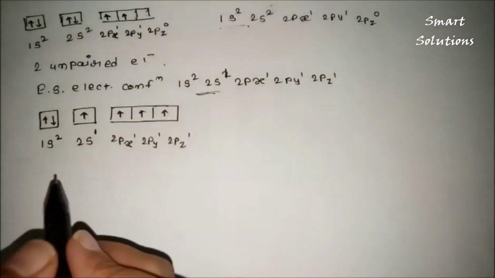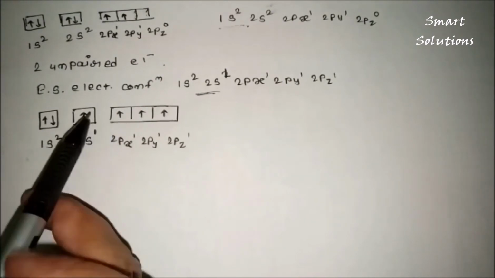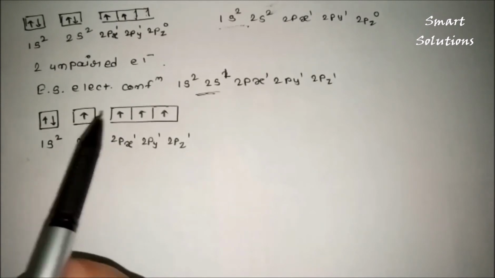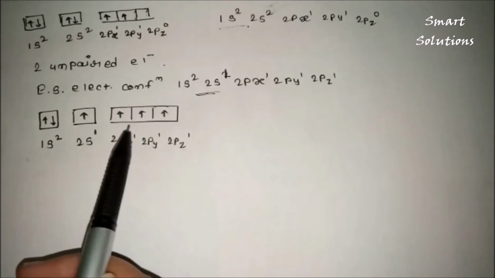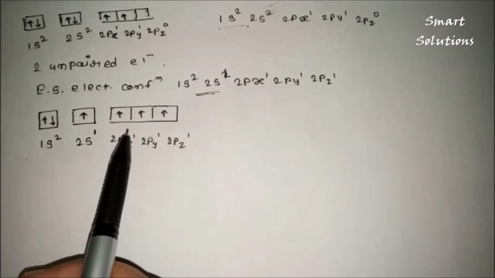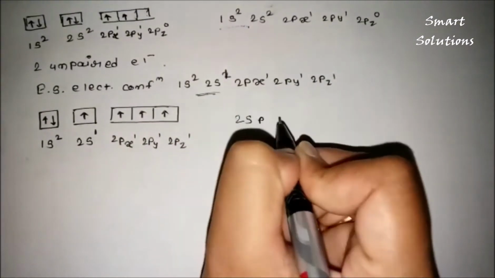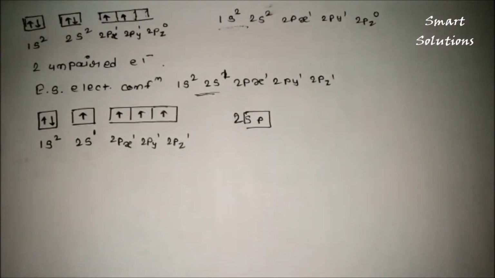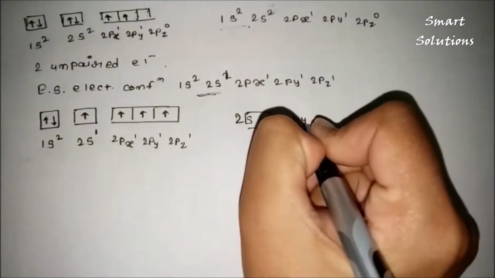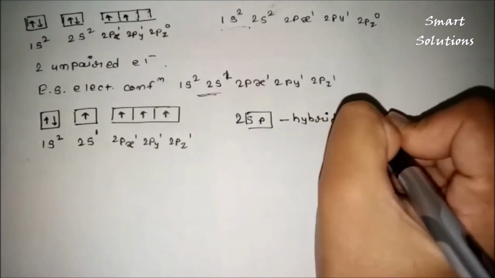Now you can see in the excited state of the carbon atom, the mixing and recasting of the 2s and the 2px orbital takes place. What do they form? They form 2sp hybrid orbitals.